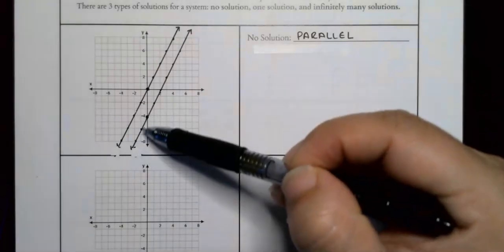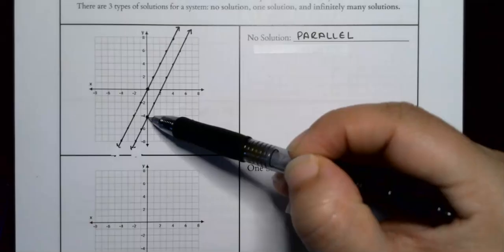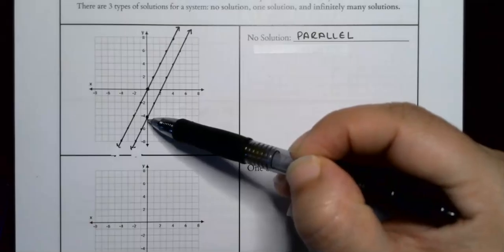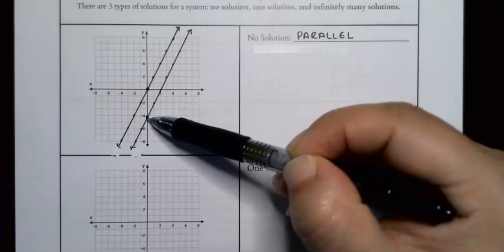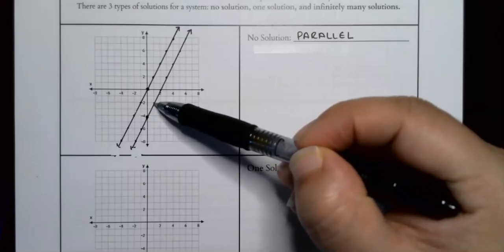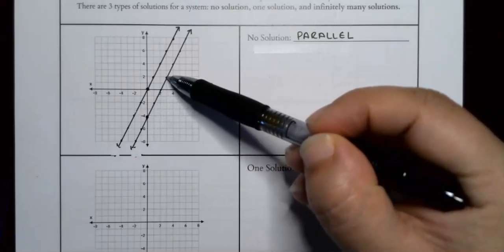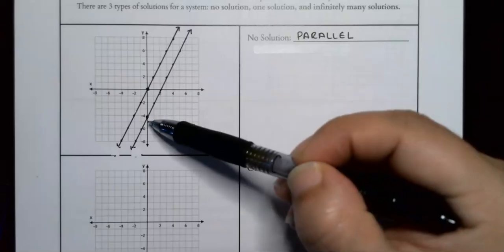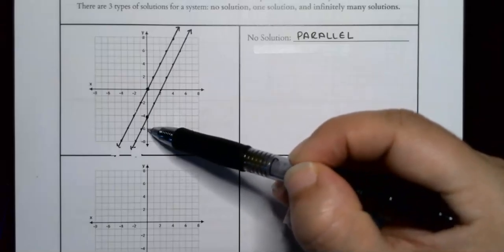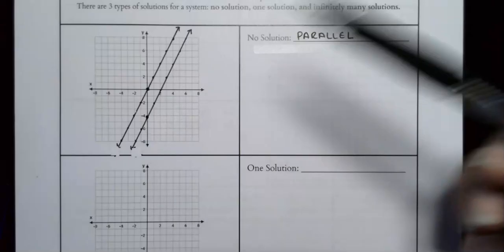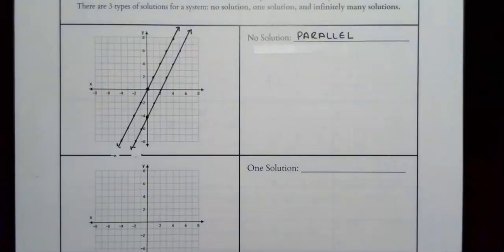For the second line, I picked my y-intercept of -4 and then used the same slope. Notice that from here, I'm still going up 2 and to the right 1 to create the rest of these points. And then in the opposite direction, I went down 2 and to the left 1. So I can confirm that both of these lines are parallel to each other and therefore there is no solution to this system.